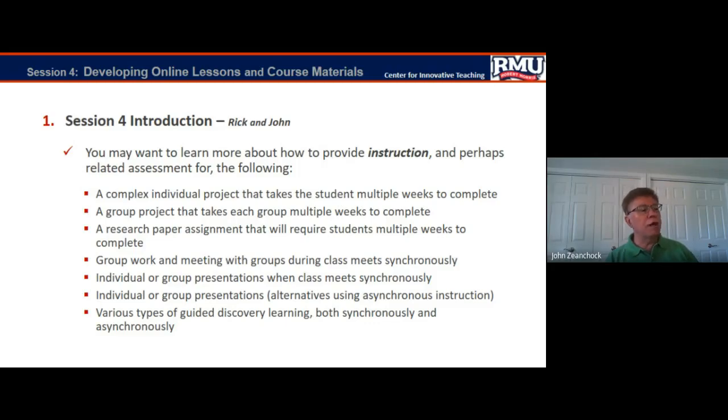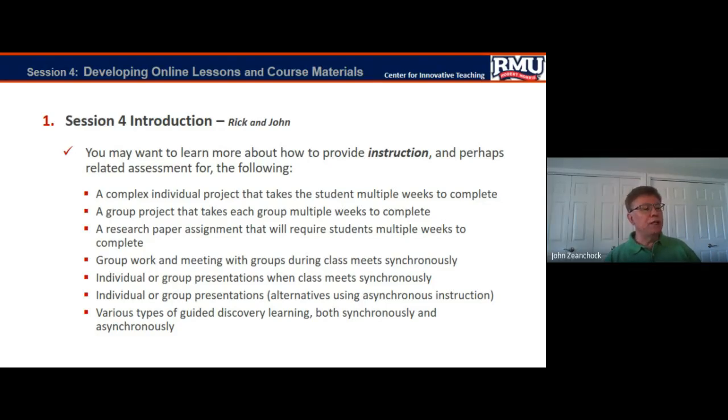The next one, group work and meeting with groups during class meetings synchronously. So, for example, if you're using Google Meet to meet in real time with your students, and you want to put them into small groups, and then you want to visit the small groups and as they're working, give them suggestions and ideas, that's a whole other topic that can be put together as instruction. Or individual or group presentations when classes meet synchronously, how you actually facilitate having the students present.